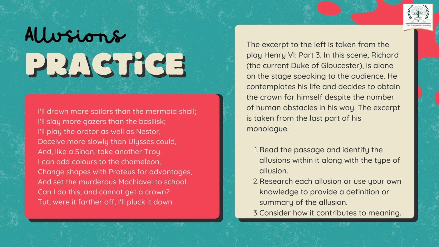One, read the passage and identify allusions within it along with the type of allusion. Two, research each allusion or use your own knowledge to provide a definition or summary of the allusion. Three, consider how it contributes to meaning.